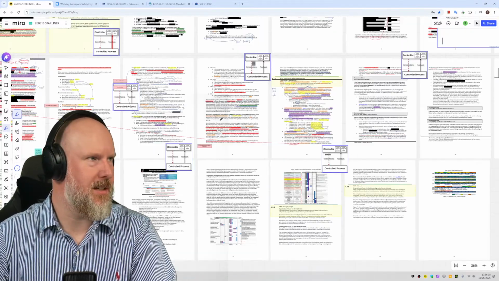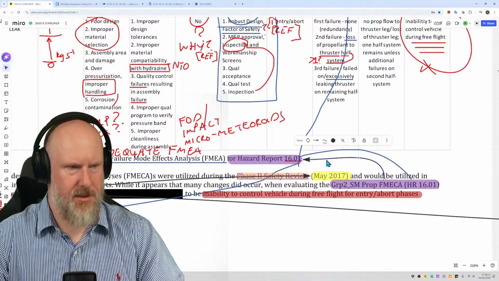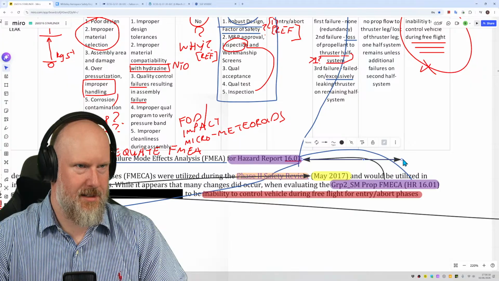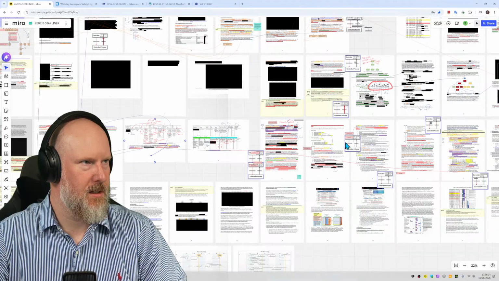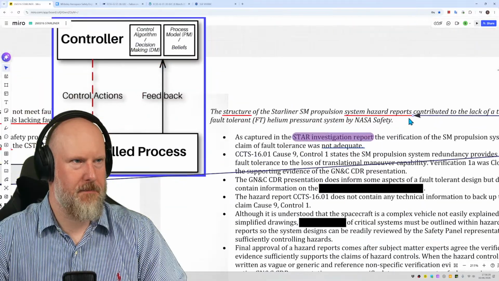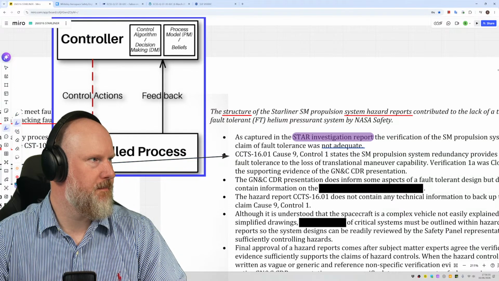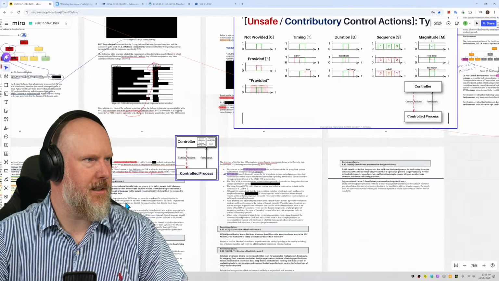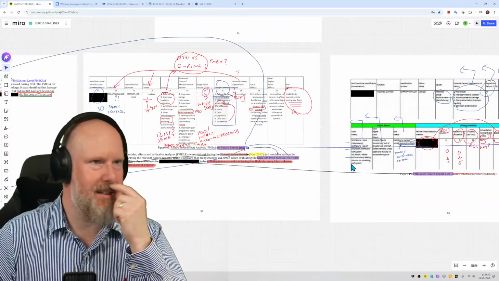So hang on, CCTS 1601. Is this other? Yeah, this hazard report here, right. So let's just... I think that's what this is saying. It seems like it. So let's just go to, where were we? We're over here, aren't we? CCTS 1609. That's right, isn't it? Let's just zoom back. Yeah, there we go. That's it.